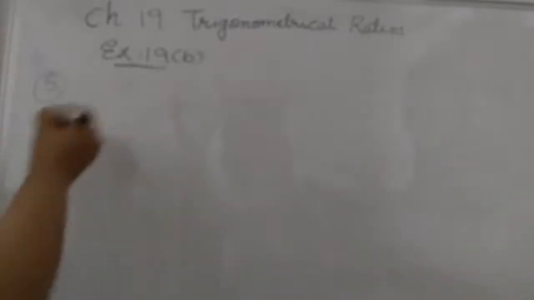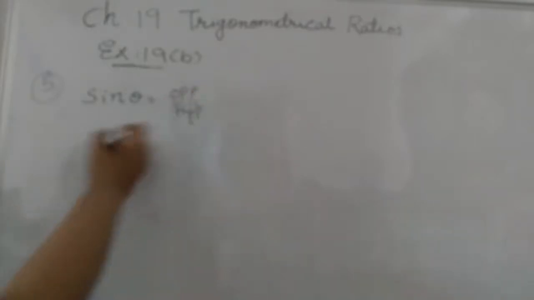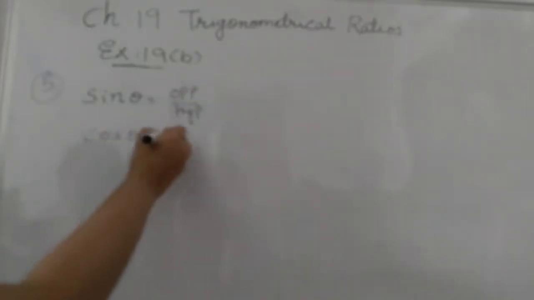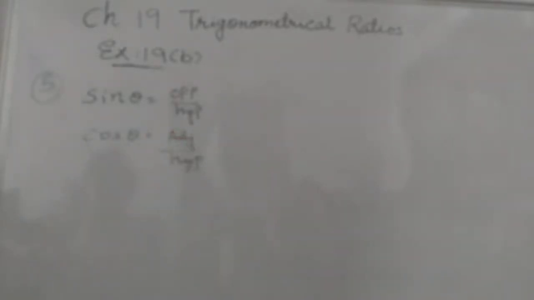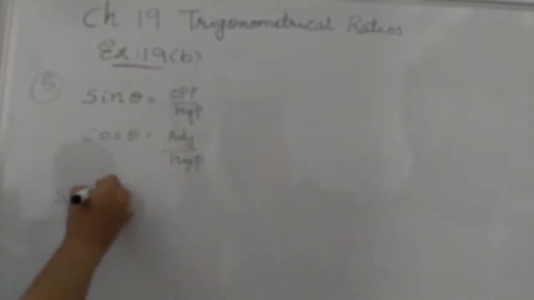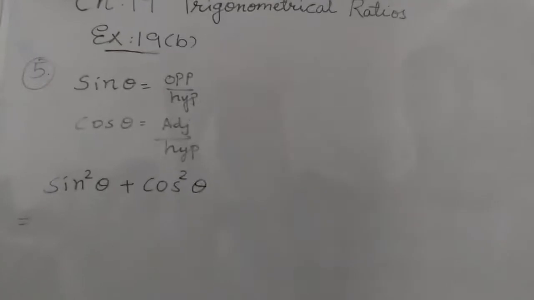So here first of all I write sin theta ratio is opposite upon hypotenuse. Then cos theta is adjacent upon hypotenuse. These are the values we have. Now we write the square of them. So sin square theta plus cos square theta, this value is needed by us. So how do we solve it, you see.